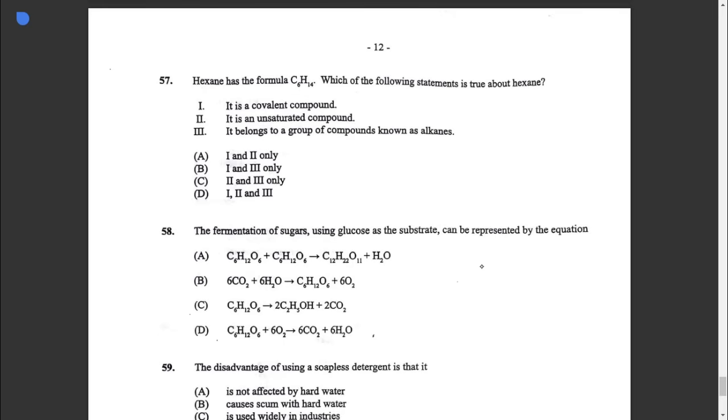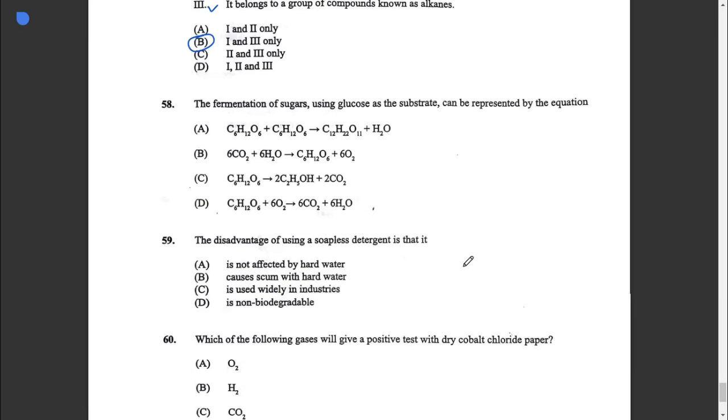It is an unsaturated covalent compound. Hexane does not contain any double bonds, so this is not true. It belongs to a group of compounds known as alkanes, so this is true and this is true. So it's 1 and 3, 1 and 3. So that is B.